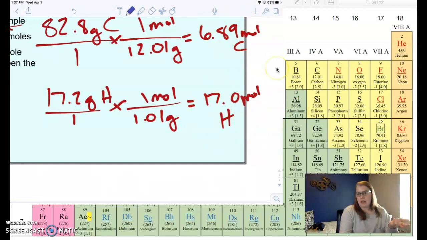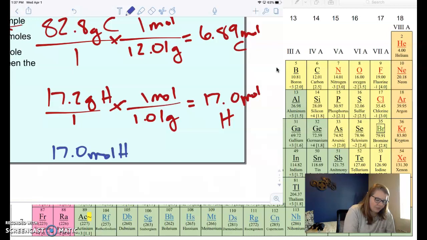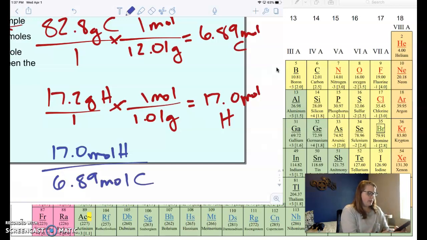Well, these numbers aren't nice. So then what we can do is basically just simulate the same idea. I'm going to take this 17.0 moles of hydrogen, and I'm going to divide that by the 6.89 moles of carbon. So if I do that, 17.0 divided by 6.89, I'm getting an answer of 2.46, but I'm going to round this up to 2.5. I'll tell you why here in a second.